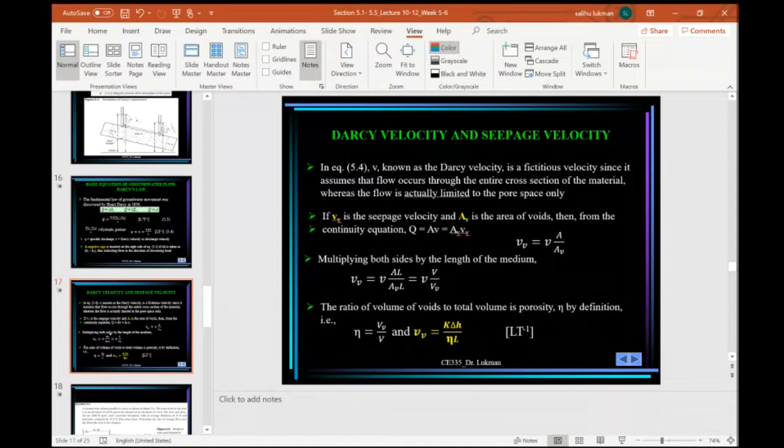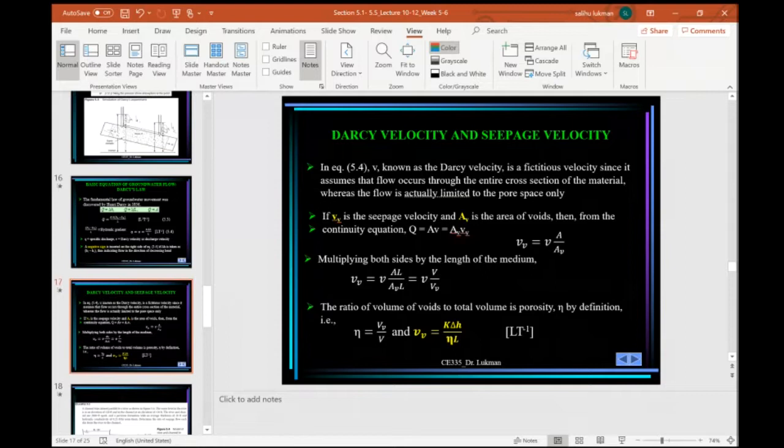So V will now become K delta H over eta L. Eta is the porosity. So now V subscript V is the seepage velocity. What have we done in essence? We divide the Darcy velocity by the porosity. When we do that, we get the seepage velocity.